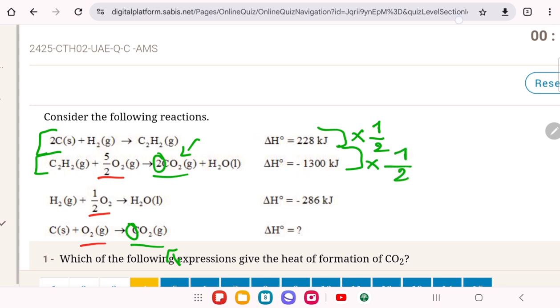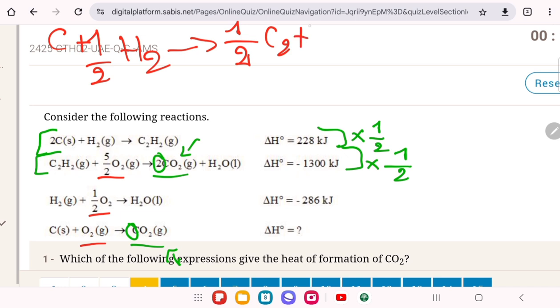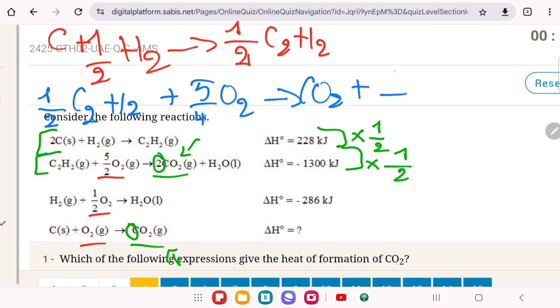Before we continue, let us write the proper form of these equations now that we solved them. We have C solid plus 1 over 2 H2 gives us 1 over 2 C2H2. The other equation is 1 over 2 C2H2 plus 5 over 2 times 1 over 2, which is 5 over 4 O2, gives us CO2 plus 1 over 2 H2O.